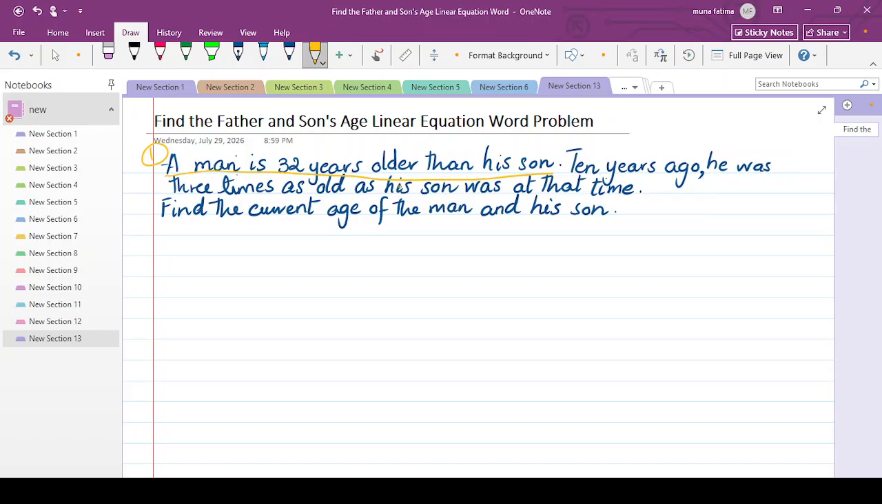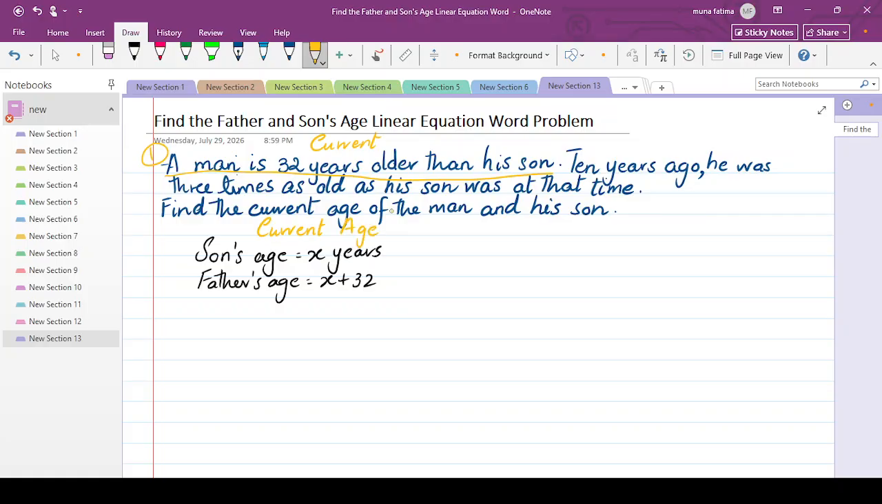Alright. A man is 32 years older than his son. In this case, we are going to say that the son's age is X years. So the father's age will be X plus 32. And this is obviously the current age because this is what the current situation is. So this is the first scenario. These are the current ages.